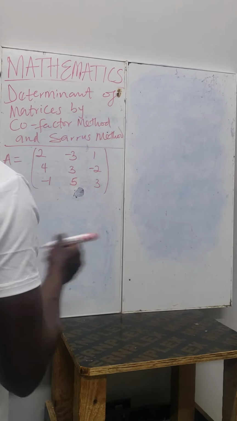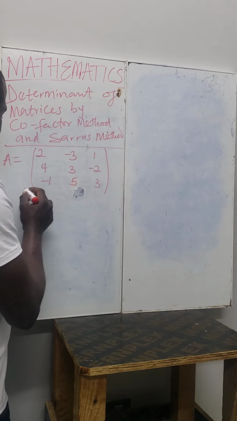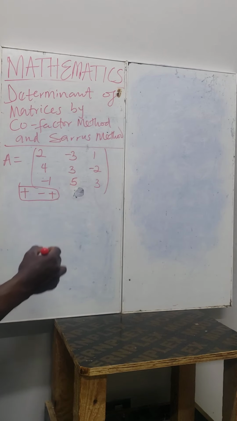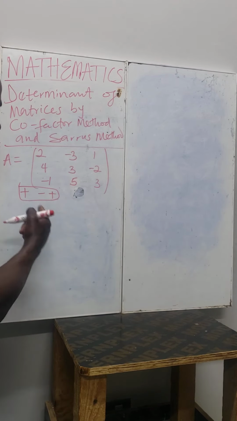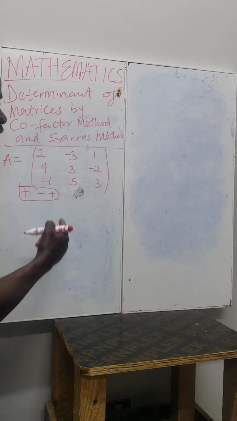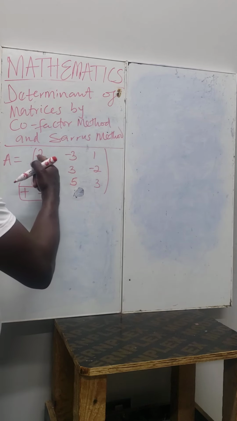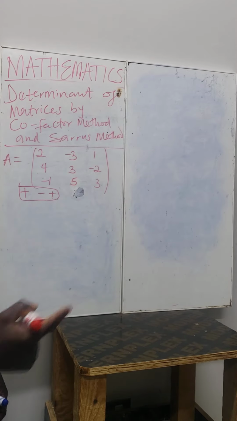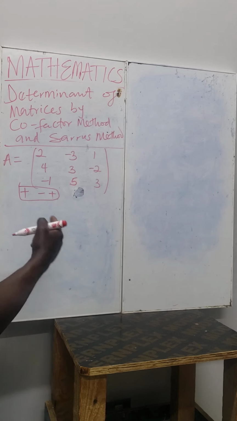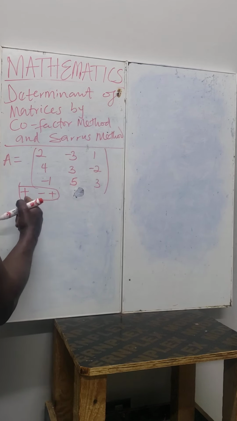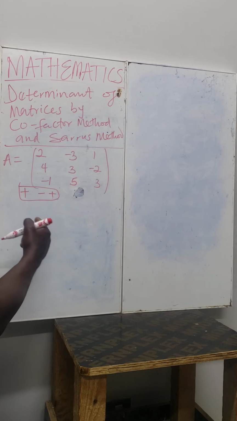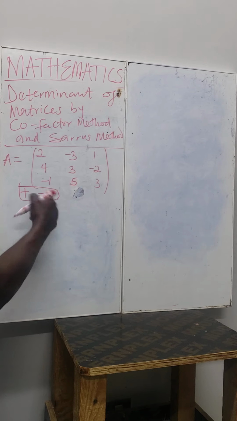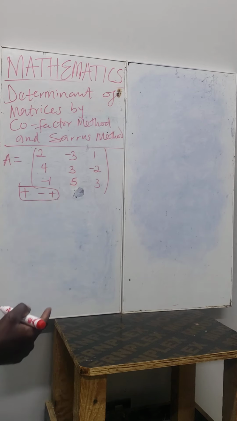Cofactor method is of this formula. Don't forget, it is having plus, minus, and plus. This is the formula for the cofactor method. And these signs, plus, minus, plus, will be having effect on every element along the first row. All the elements along the first row will be affected by these signs, meaning that the first element will be affected by plus, the second one will be having another negative, the third one will be having another positive.